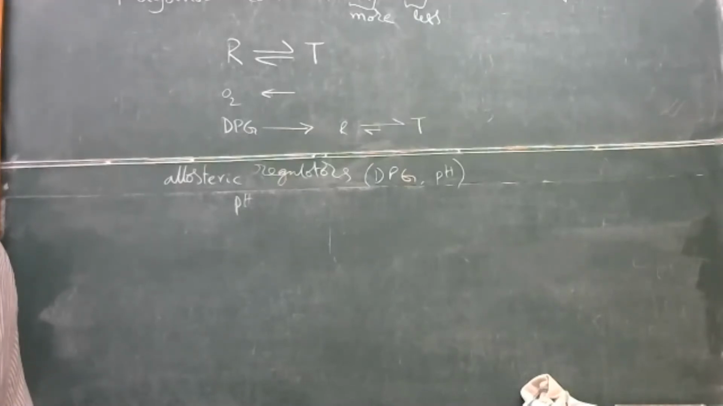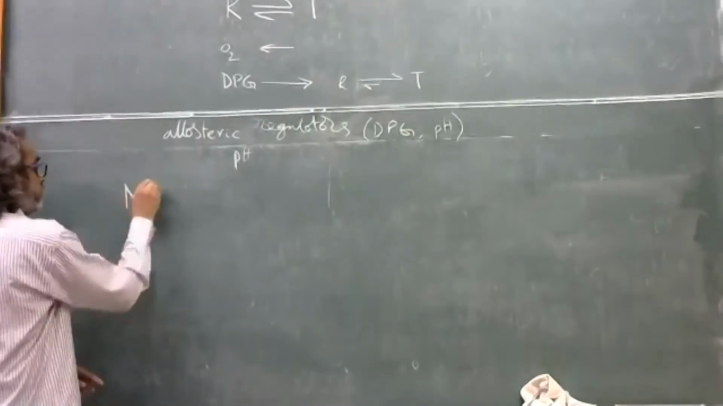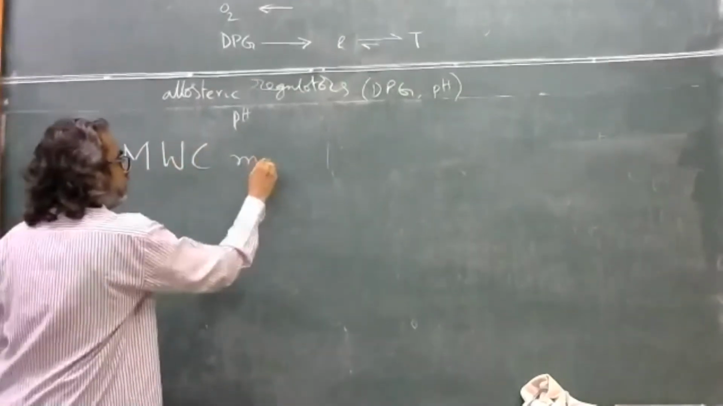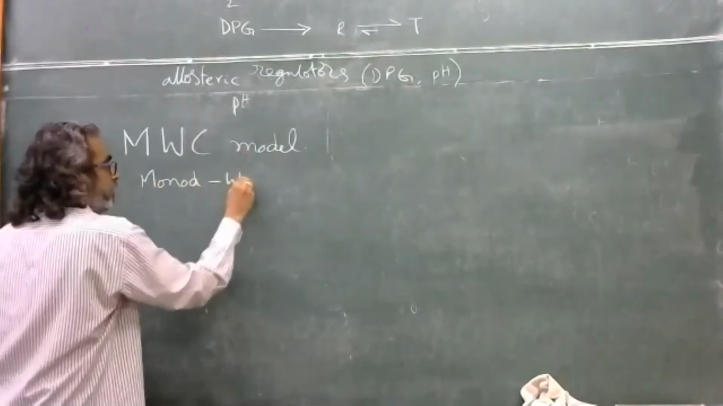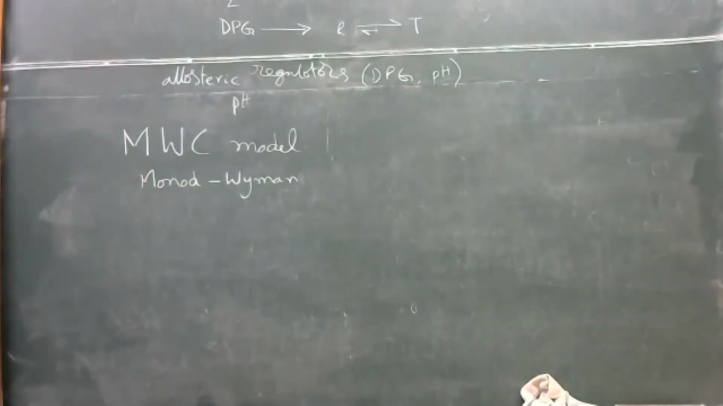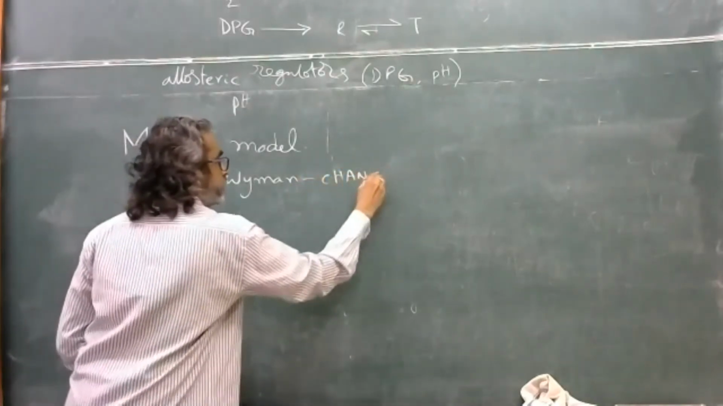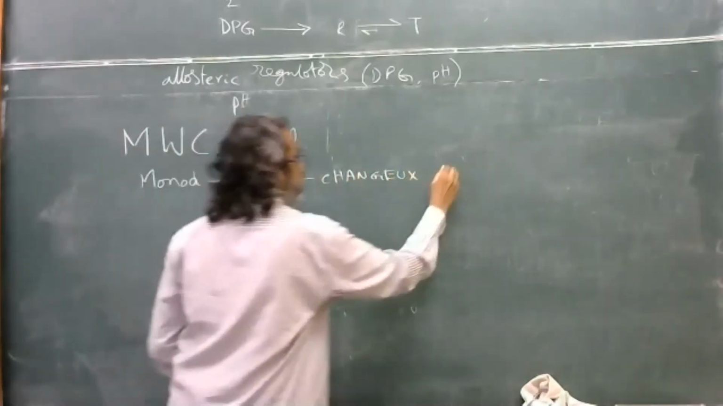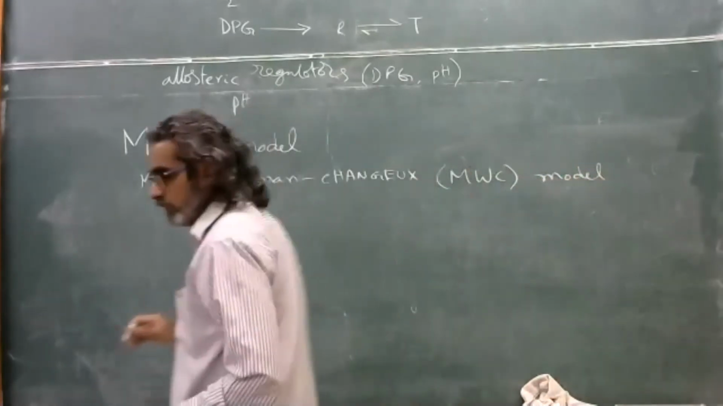It is given the name MWC model. This is Monod, Wyman and Changeux. So this is called the MWC model.